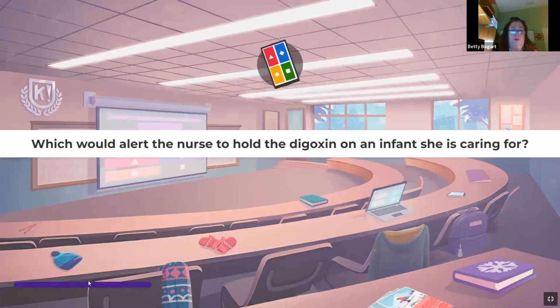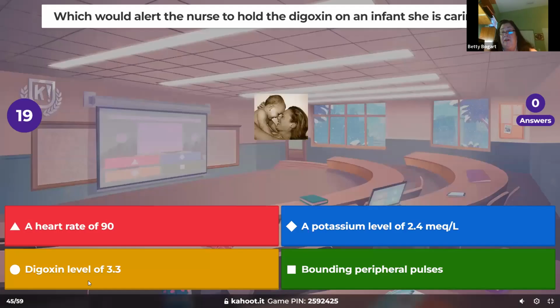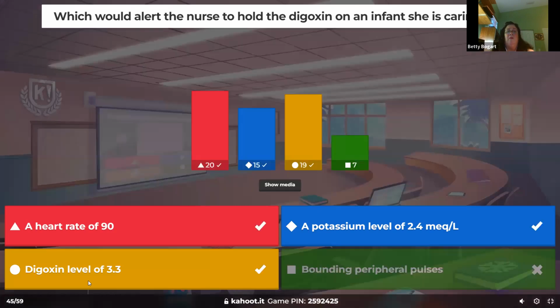Multi-select, which would alert the nurse to hold the digoxin on an infant she's caring for. Well, what have you learned about digoxin in pharmacology? What do you need to check before you give it? And what are the normal levels for digoxin? So heart rate of 90 is too low. Usually they say below 100, hold it.